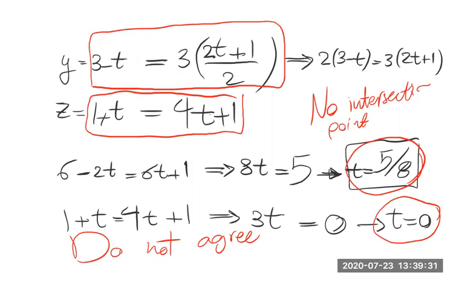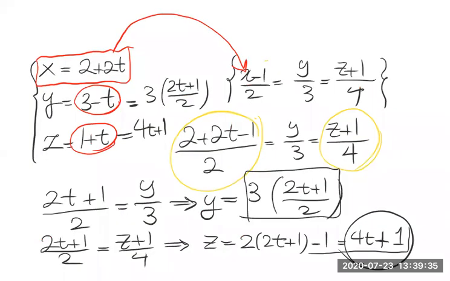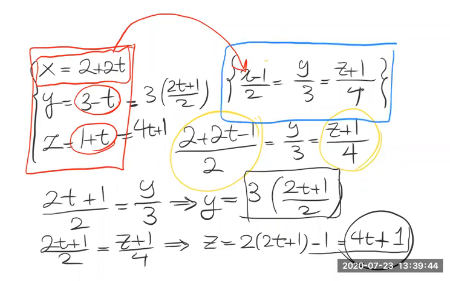Let me find where I wrote the original equations. Oh, they're here. So I have these two equations. I have this red box and I have this blue box. What do you want to do? So could you just substitute 3 minus t for y and 1 plus t for z? Oh yeah, you can do that. If you do that again, you would get two equations. You would have x minus 1 over 2 equals y over 3.